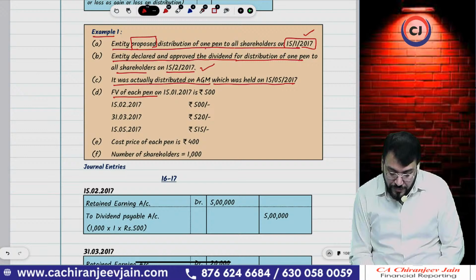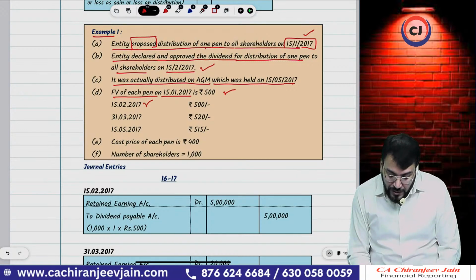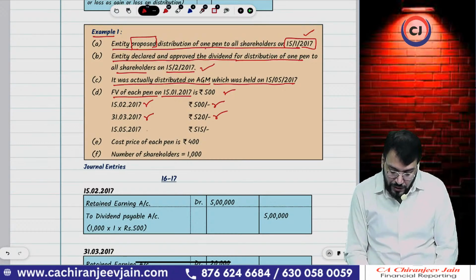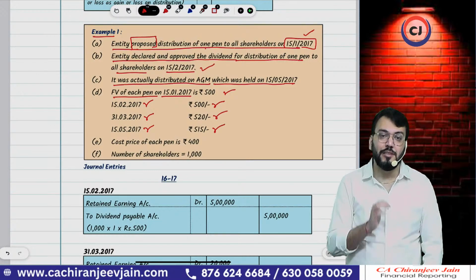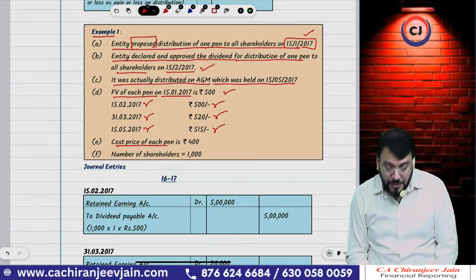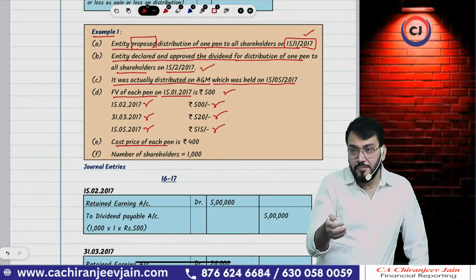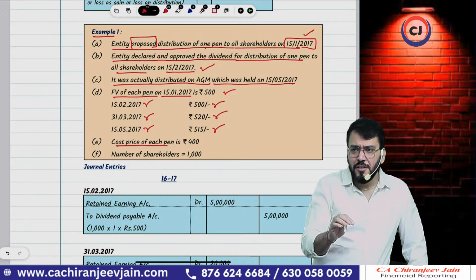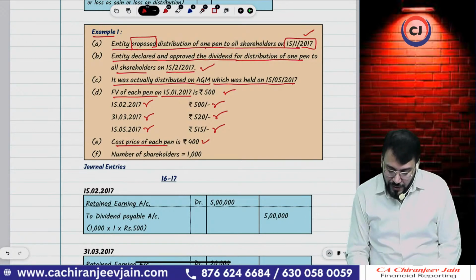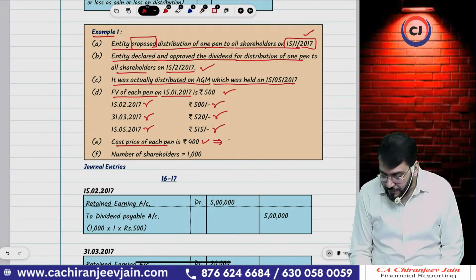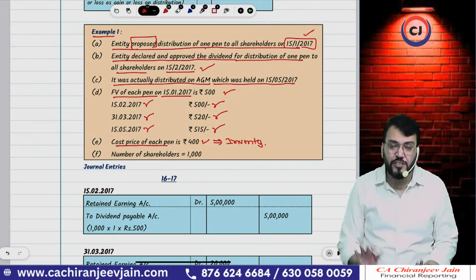Fair value of each pen on 15 Jan was 500. On 15 Feb it was 500. On 31st March it became 520. On 15 May it became 515. The fair value of the pen is given. The cost price of each pen, which will be purchased before distribution, was 400. Now we'll assume, for understanding, that these are the inventory for this entity.